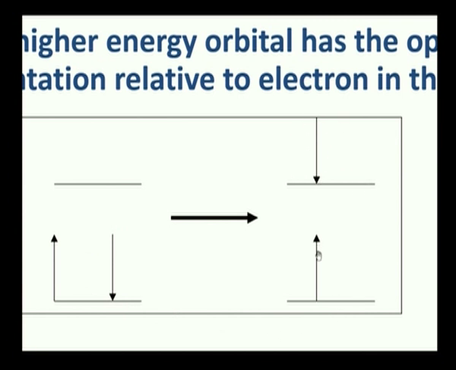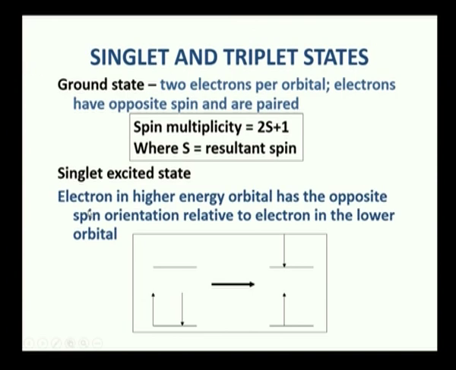If we keep this as S1 and this as S2, the resultant spin S is plus half plus minus half. Even when the electron is excited to the higher energy level, it retains its spin of minus half. Therefore, the resultant spin is again 0. So the spin multiplicity, calculated using the equation 2S plus 1 where S is equal to 0, is again 1.